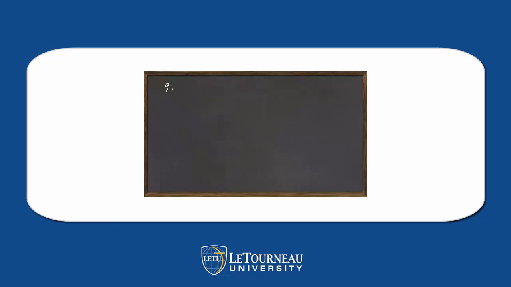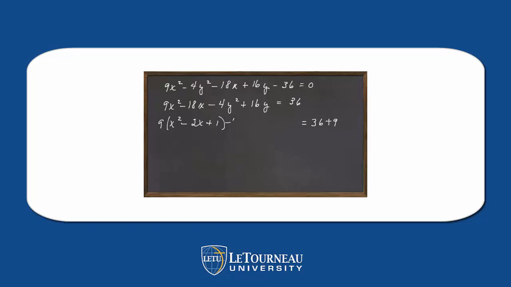Okay, let's try a hard one. 9x squared minus 4y squared minus 18x plus 16y minus 36 equals 0. All right, just like we did for an ellipse, group the things, but we've got a sign that we have to watch out for here. The 9x squared and so forth, that's easy. 36 plus 9 on the right. Good. Now notice we had to factor out a minus 4, so it made it y squared minus 4y. If you don't get that right, it's going to impact the center. So we get 9 times x minus 1 squared minus 4 times y minus 2 squared equals 29.